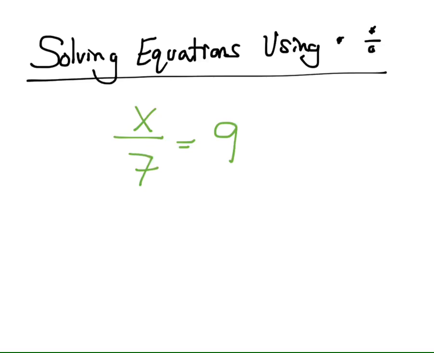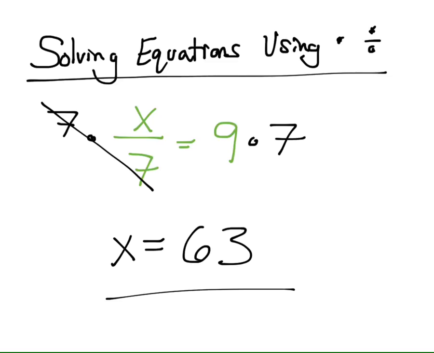So what's the opposite of dividing by 7? Multiplying, right? Because when I multiply by 7, that's going to become 7x divided by 7. Well, 7 divided by 7 becomes 1x. Those cancel each other, right? So I'm left with 1x here, and whatever I do to one side, I have to do to the other. 9 times 7, 63. I can check my answer. 63 divided by 7 is 9, so I'm good.